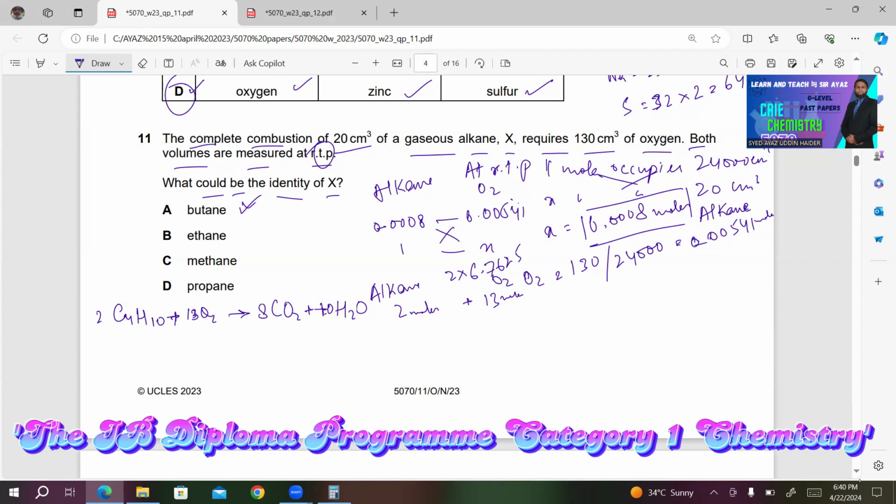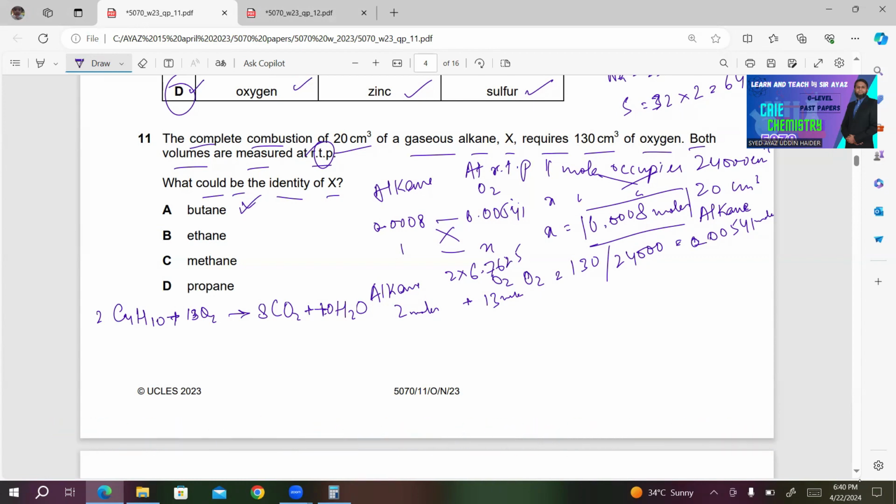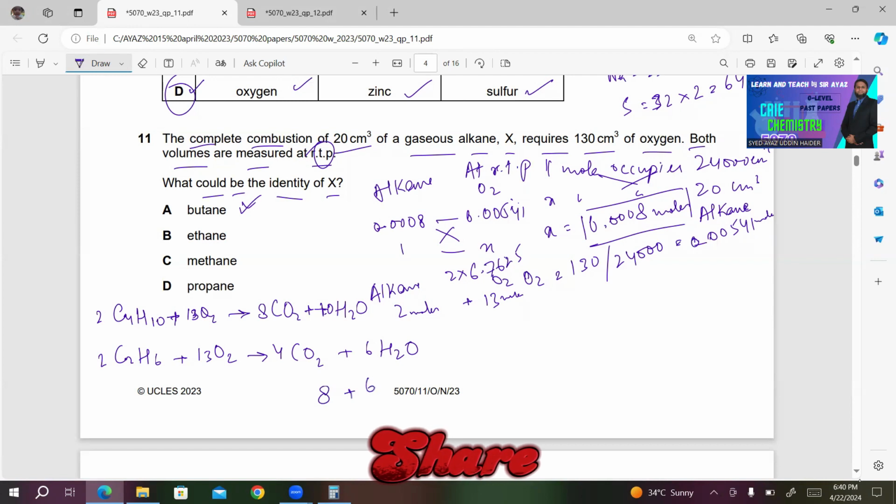For your convenience, I am doing the combustion reactions for the others also. Ethane. What is the formula for ethane? It's C2H6 plus O2. Now they are saying 2 moles reacting with 13 moles. What you will get? CO2 plus H2O. CO2, 2 times 2, 4 CO2. What about hydrogen? 6 H2O. How many oxygen here? 4 2s are 8. 8 plus 6 gives 14. So this is incorrect. We are not getting 14. You must get 13 multiplied by 2, that is 26 atoms of oxygen reacting.